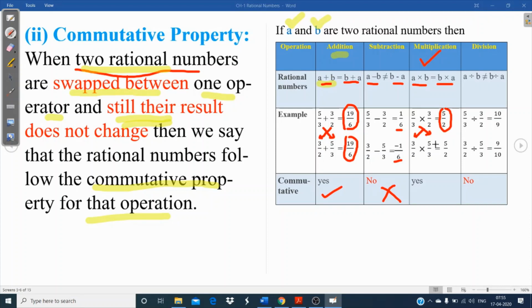Again this 3 will cancel out. Again you will get the result 5 by 2. So we can say commutative property over multiplication is closed.